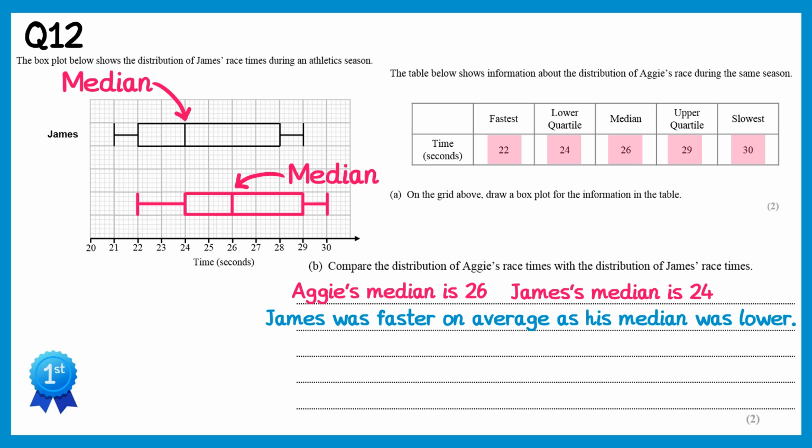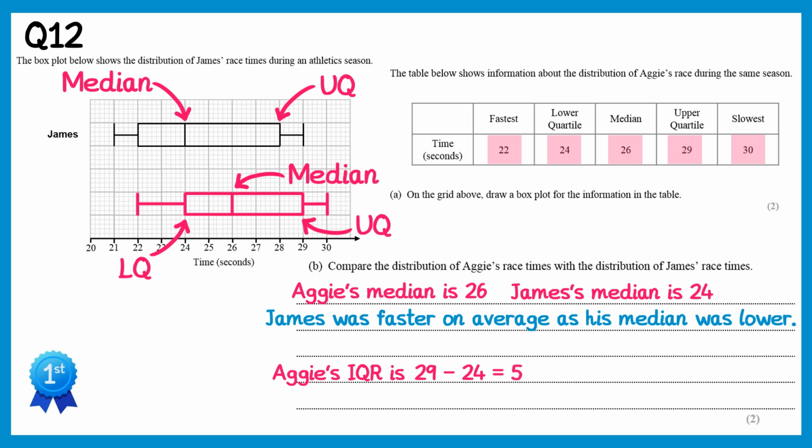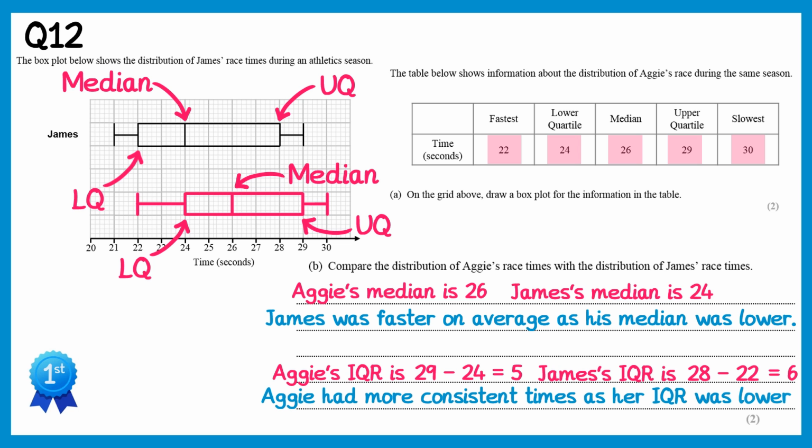We'll then look at the interquartile ranges. So if we do the upper quartile here, 29, and the lower quartile here, 24, we can work out the interquartile range by doing 29 take away 24, which is 5. We'll look at James's upper quartile and lower quartile, which are 28, take away 22, which gives you an interquartile range of 6. This tells us that Aggie had more consistent times as her interquartile range was lower.